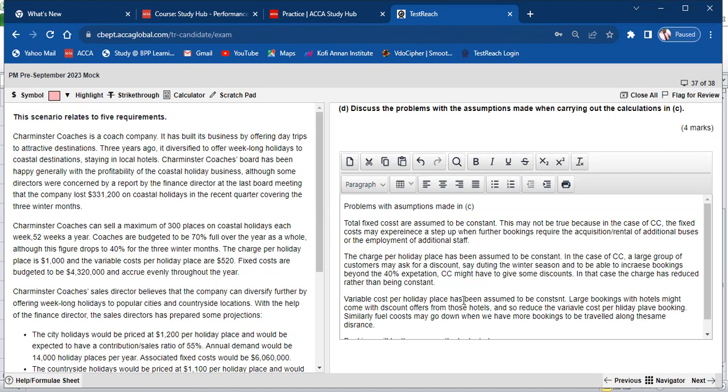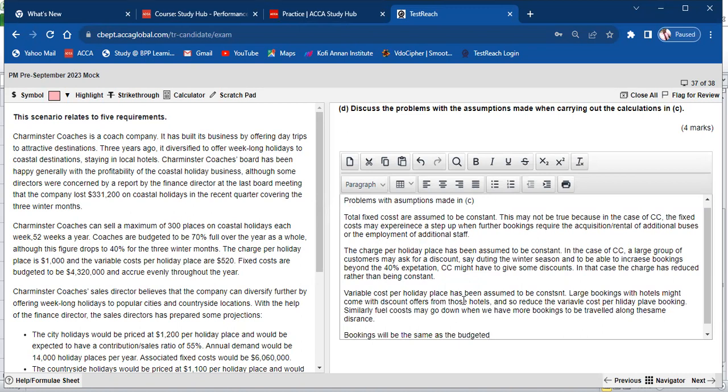I have 4 marks. Friends, I may not necessarily be doing all 4 points in the exams. My starting point is do 2. That's my benchmark, and I don't want to go below that benchmark. Do 2 minimum. If I can do a 3rd and a 4th, I do that, because I don't want to overrun on time here. Bookings will be the same as the budgeted. Well, problem is that the number of bookings may be different. How do I put this for you?